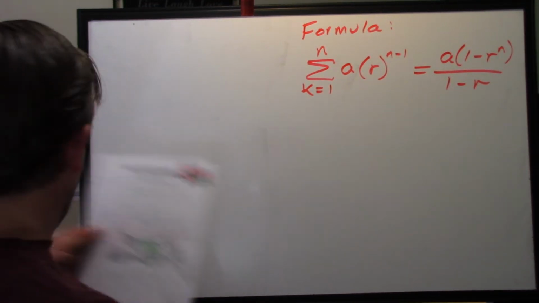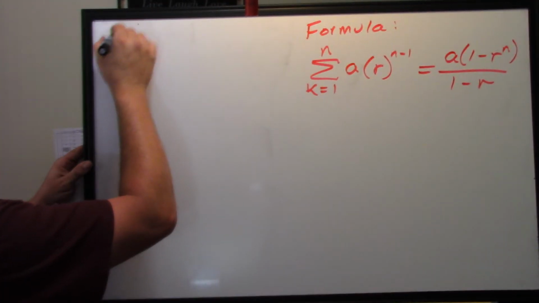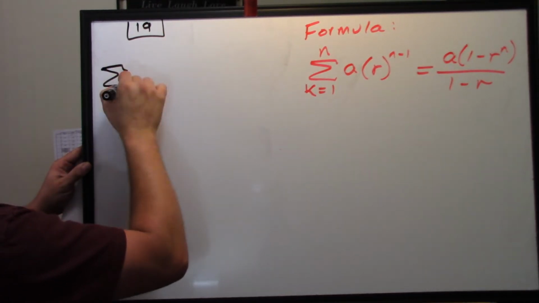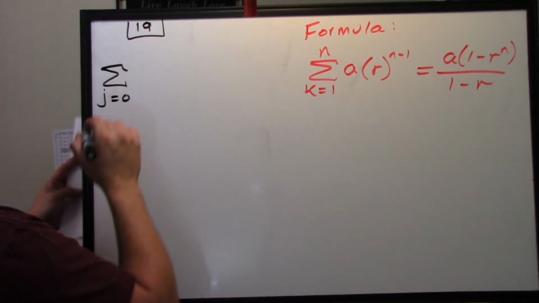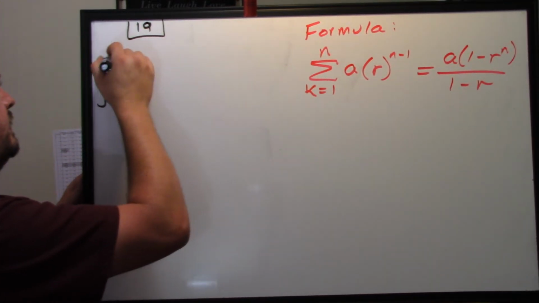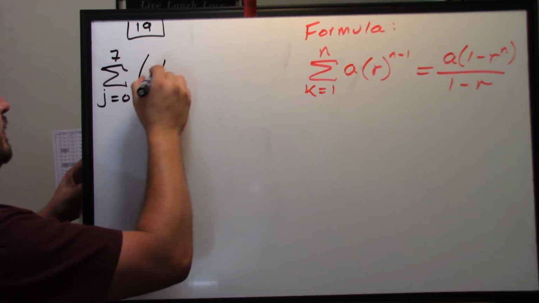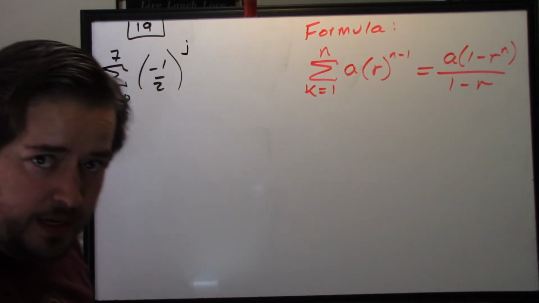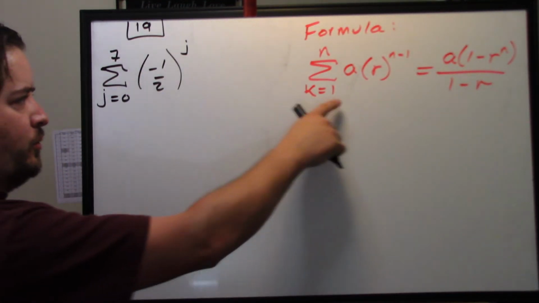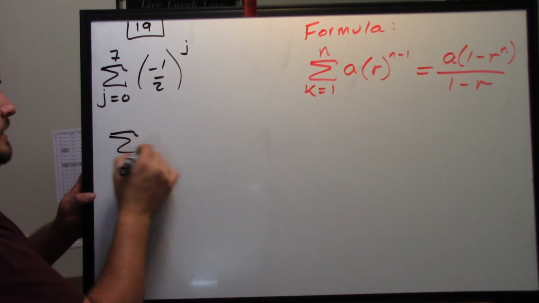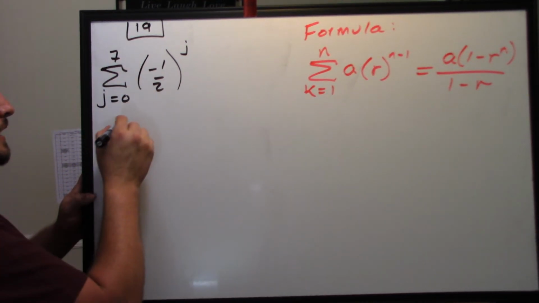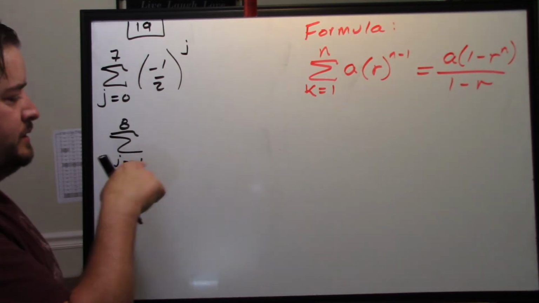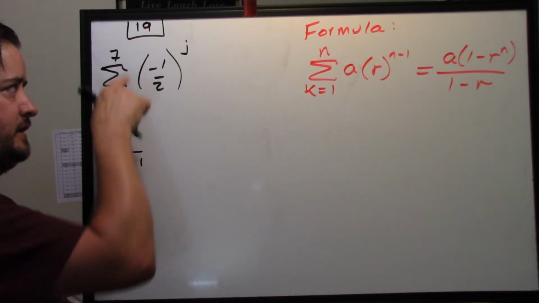19 is the sum from j equals 0 to 7 of negative 1/2 to the j. Okay? So we're going to need to manipulate this, right? I want it to start at 1, and so I can do that by calling this j equals 1 and going to 8 instead of stopping at 7. That way I'm just going over the same number of terms, just starting at 1 and ending at 8 instead of starting at 0 and ending at 7.